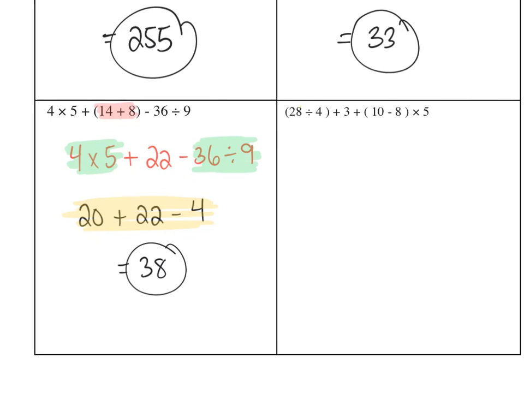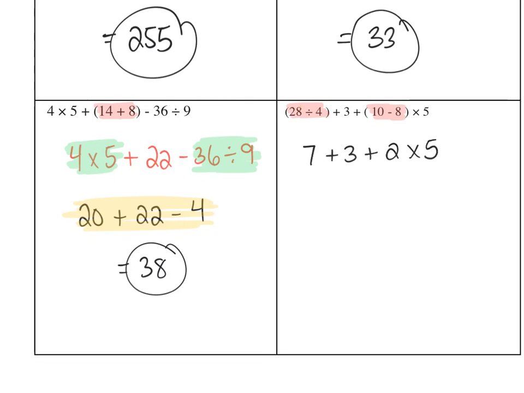Okay? And in the last one, we have two sets of parentheses. So again, we're going to solve those ones first. I'm going to highlight them here, and I'm going to solve them and rewrite the rest of my problem. So I have 28 divided by 4 is 7. Still have a plus 3. Plus 10 minus 8 is 2. And then have a times 5.